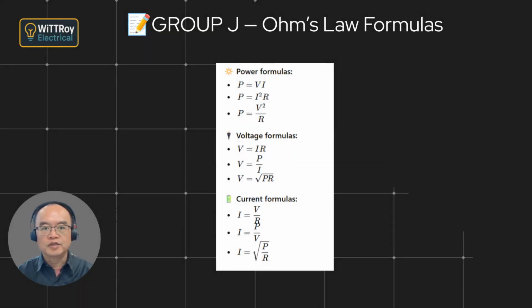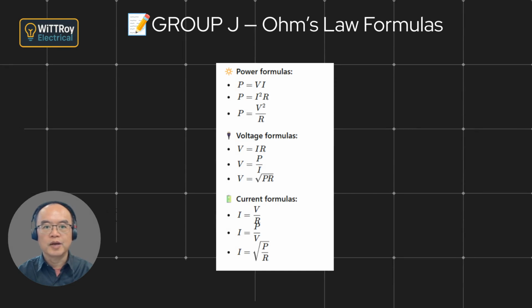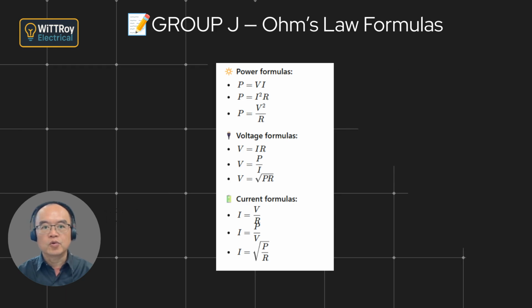Now we are starting Group J, the last group. These are the standard Ohm's law formulas for power, voltage and current. They are the foundation of electrical calculations. Let's go through each one. Power equals voltage times current. Repeat, P equals VI. Power equals current squared times resistance. Repeat, P equals I squared R.